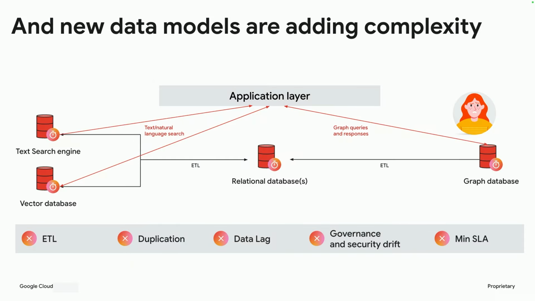So the question, guys, is not just how do we scale relational data? The question is, how do we handle all these new complex data models without turning our architecture into this mess? Neha, let's look at how Spanner solves this multimodal problem and allows us to consolidate operations, shall we?